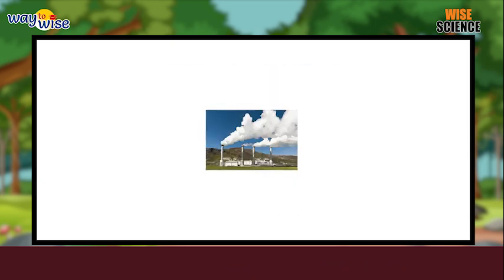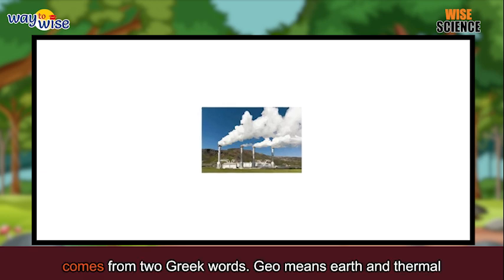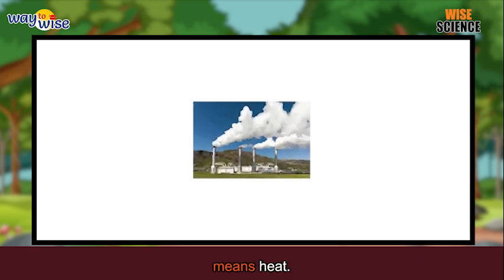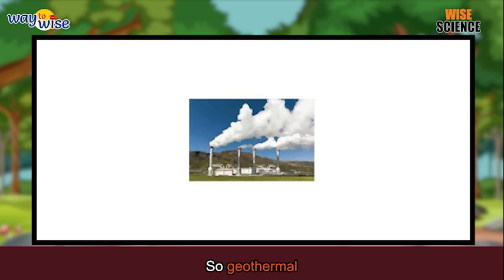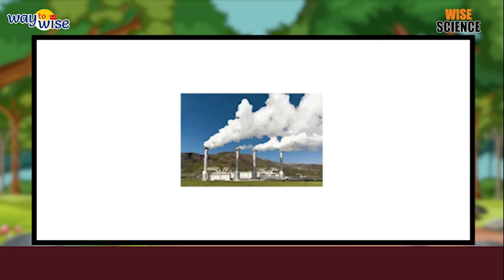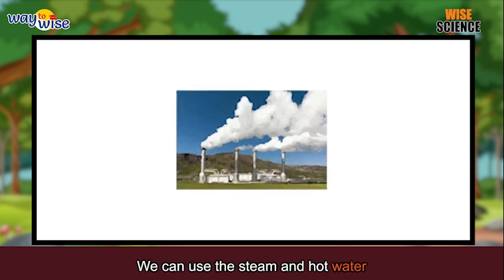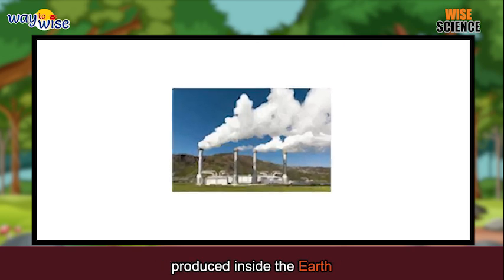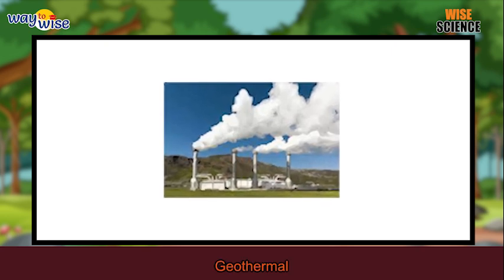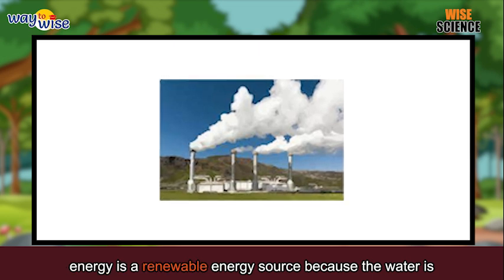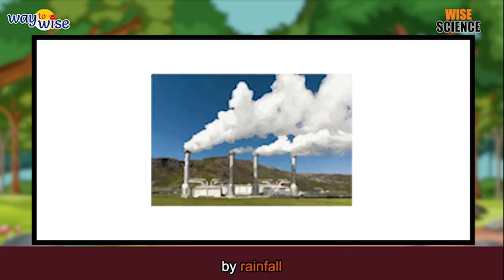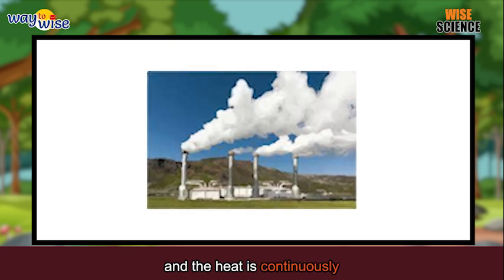Geothermal energy. The name geothermal comes from two Greek words. Geo means earth and thermal means heat. So geothermal energy is heat formed within the earth. We can use the steam and hot water produced inside the earth to heat buildings or generate electricity. Geothermal energy is a renewable energy source because the water is replenished by rainfall and the heat is continuously produced inside the earth.